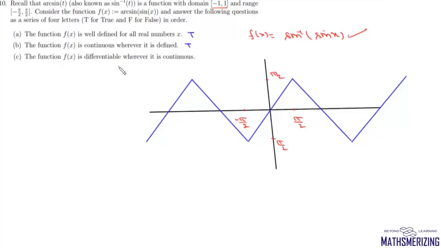Function f(x) is differentiable wherever it is continuous. So at these points, we know that we have two different tangents. So that means this function is continuous for x belongs to R, but it is not differentiable at odd multiples of π/2. So that means the third statement is simply false. So the answer to this question is true, true, and false.